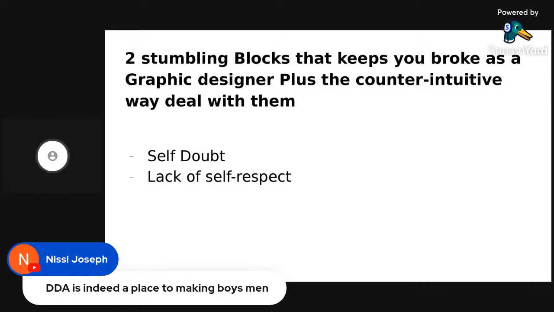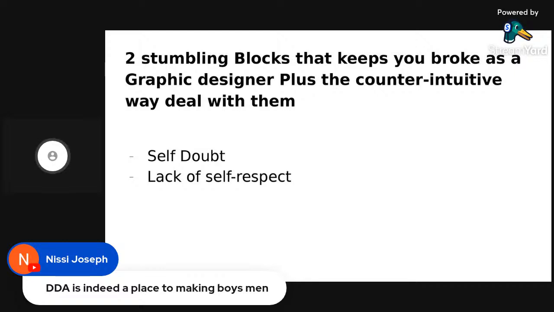What are the two stumbling blocks that have kept you broke as a graphic designer, plus the counterintuitive way to deal with them? What are the two stumbling blocks? Number one, the first one is self-doubt. Number two is lack of self-respect. A lot of you doubt yourself a lot. And the reason why you doubt yourself is because you don't know your capacity. You don't have an influence over you that can speak to you.